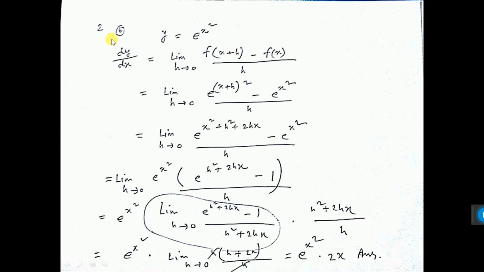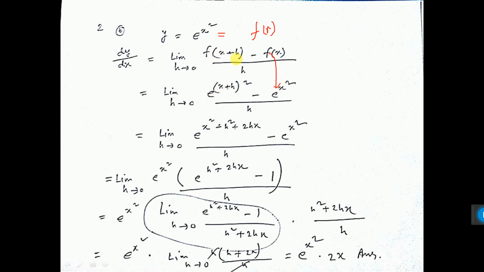Now let us do 2 part B. The function is y equal to e to the power x square, that is equal to f(x). So this f(x) I have written here. The value of y is f(x). So f(x) value is what? e to the power x square. So here in place of f(x) I write e to the power x square.